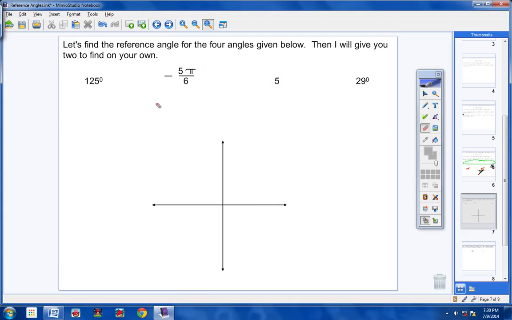I want you to find the reference angle for 29 degrees. Well, this will be pretty easy. We're going to rotate up 29 degrees. We're going to draw our angle, and we're going to label this angle 29 degrees. There we go. That's easy enough.